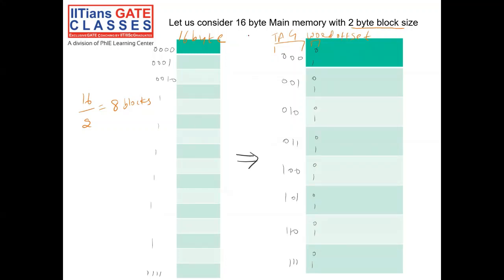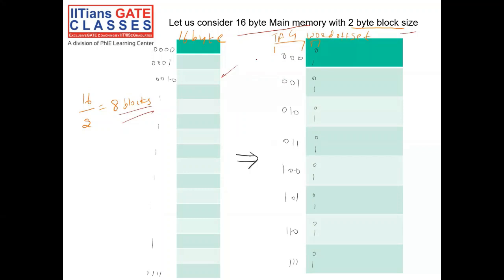Now let us consider 16-byte main memory. Earlier we discussed cache memory. Now I am discussing main memory with 2-byte block size. So 16-byte main memory is there, and 2-byte block size. How many blocks will be there? 8 blocks in the main memory.